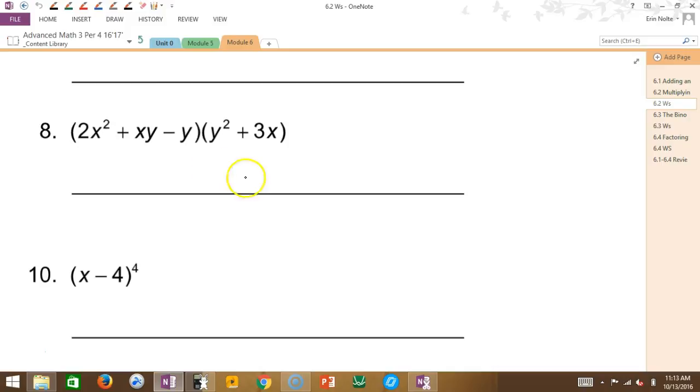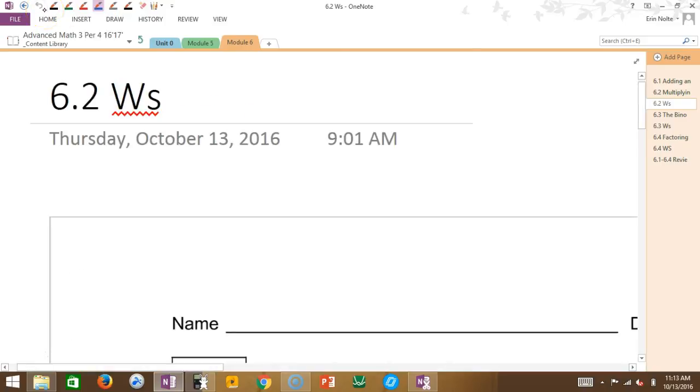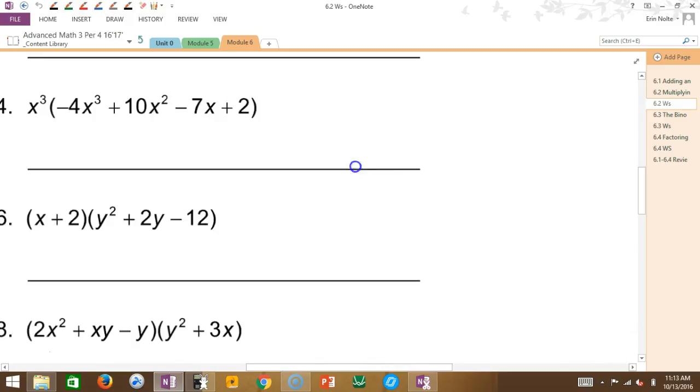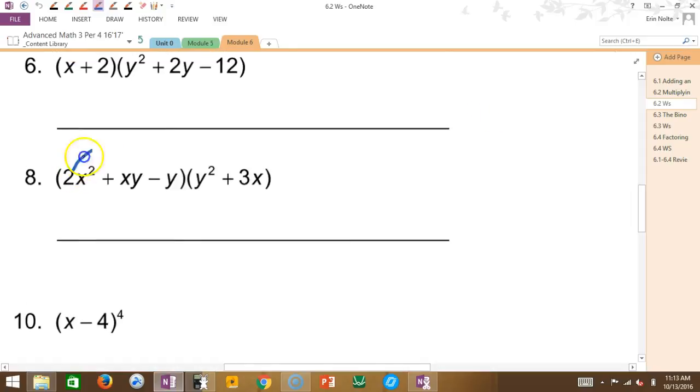So, what is 2x squared times y squared? 2x squared, y squared. And what is 2x squared times 3x? 6x cubed. And everybody remembers that when you multiply x's, you simply add the exponents.